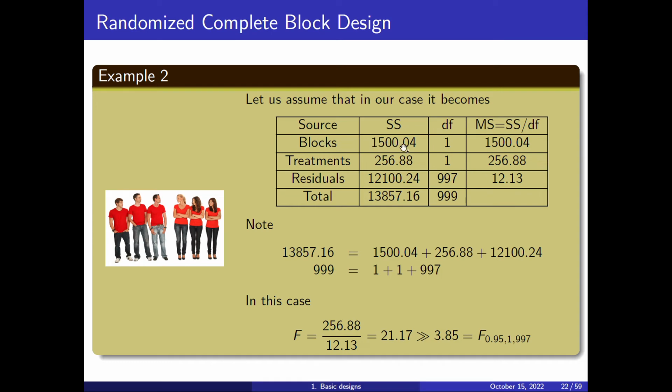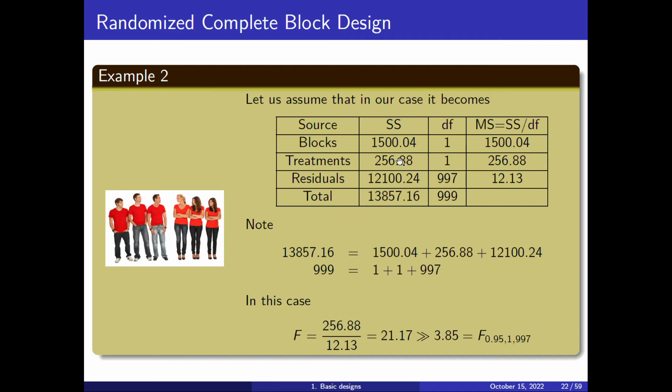So these blocks explain 1500 of the sum of squares. So there are differences between males and females, and this variability is taken away from the residuals. It was some part of the variability that I could not explain before, but now I can explain because I have measured the male-female status of each person. So part of the variability that I could not explain before, now I can explain, and I can explain with only one parameter.